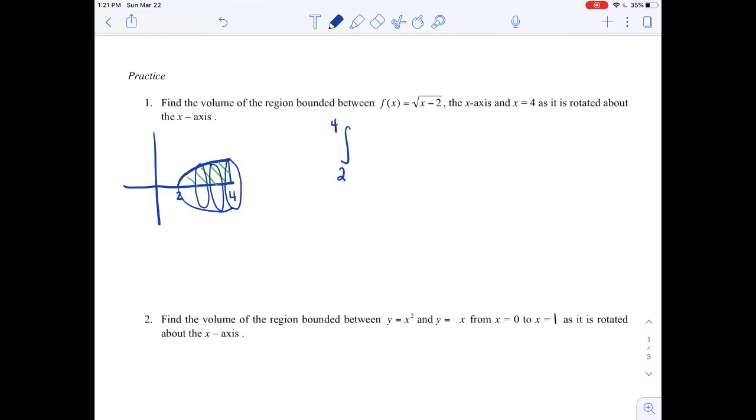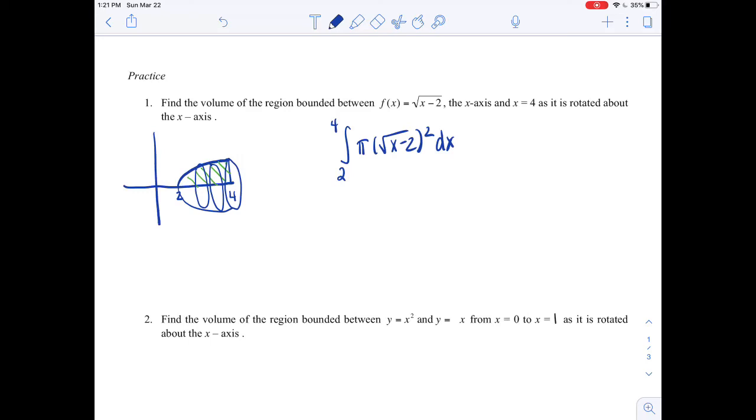This one, there is no inner function. Technically, I guess the inner function would be the x-axis, but you're not going to have to do an outer radius squared minus inner radius squared. It's just going to be pi times your function, which is the square root of x minus 2, squared, dx. I'm going to do this one by hand, just to do a little bit of practice.